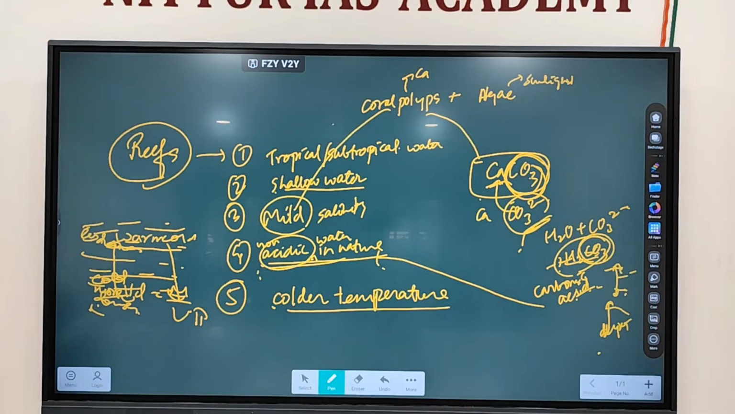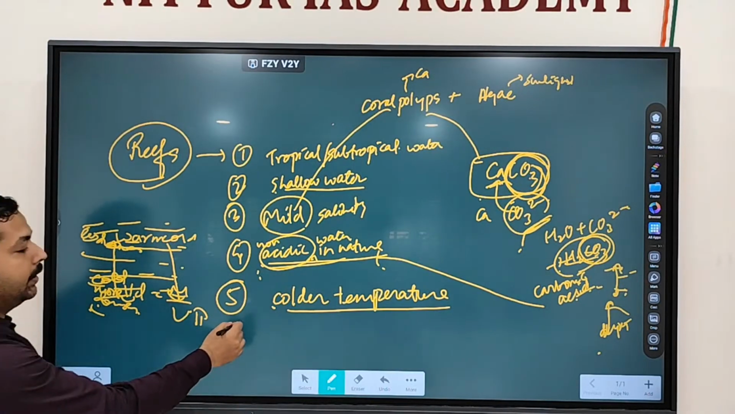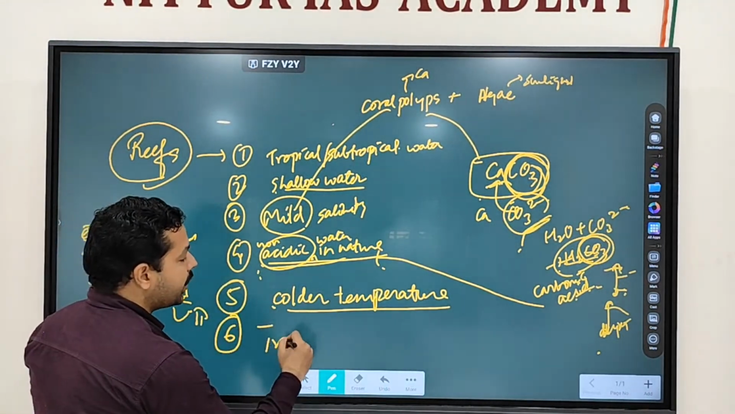You will find non-acidic water, shallow water, tropical and subtropical water. In these regions, coral reef associations will be formed. Another important condition is transparency.